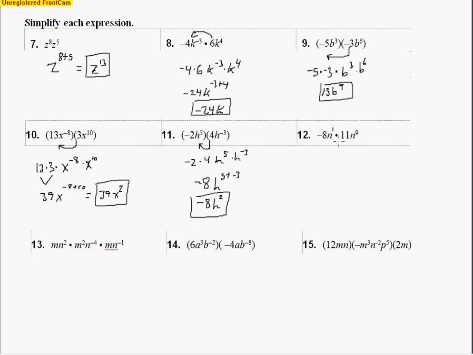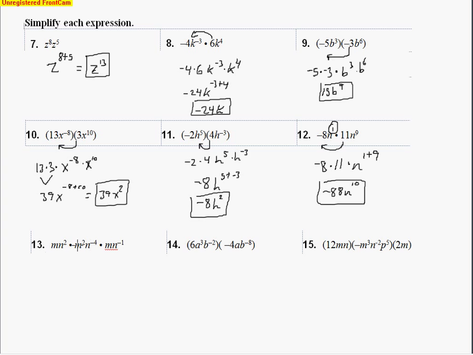So on this next problem, the negative 8 gets multiplied by the 11, and then I count up the exponents. Now here we got to be careful. There's an exponent of 1 if you don't see it. So it's 1 plus 9 makes negative 88n to the 10th power.